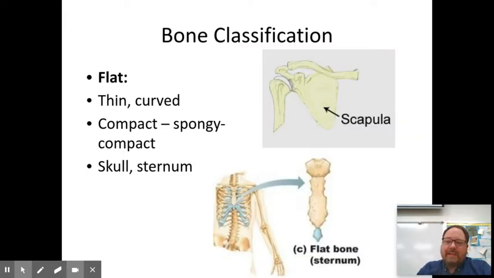Flat bones. Flat bones, as opposed to the name, I think it's more useful to think of flat bones as being thin and curved. So flat bones are thin and curved, and a lot of times they're involved in stuff related to like protection. Your skull, those are flat bones. They're thin and curved bones. The sternum in your chest, or like the breastbone, sometimes people call it that, that's a thin and curved bone. That's a flat bone. Okay.